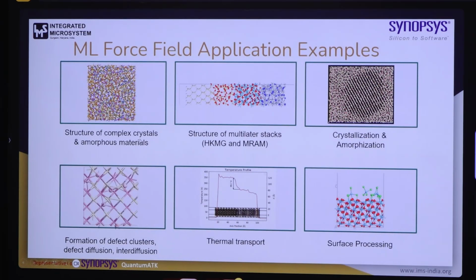So this is the list of force field applications where you can utilize the moment tensor potential: the structure of complex crystals, amorphous materials, structure of multiple layer stacks like high-k metal gates, MRAM devices, crystallization and amorphization, formation of defect clusters, defect diffusion, interdiffusion, thermal transport properties, and even surface processing by atomic layer deposition and etching.